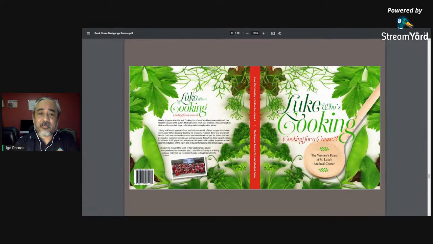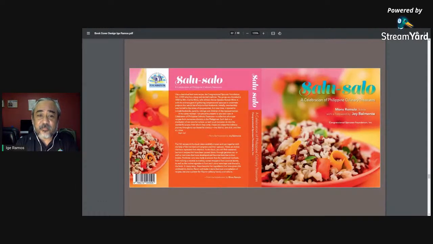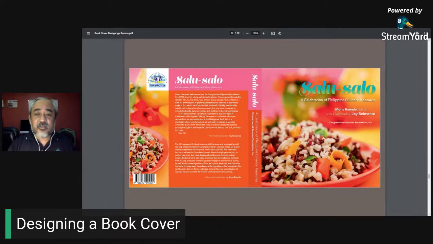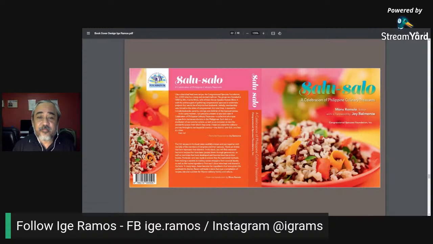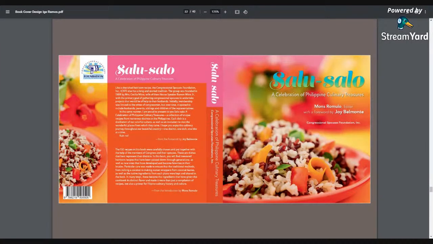Okay. Next. And then this is another cookbook I did for the Congressional Spouses Foundation with Mons Romulo and now Mayor Joy Belmonte. It's called Salo-Salo, a Celebration of Filipino Culinary Treasures. This is one of the first books that really featured the different cuisines of the Philippines, so it's a very, very important book. It's a pity that it's so hard to have this book reprinted because of the various copyright owners, but it's a very good resource if you're doing research on traditional Filipino food.